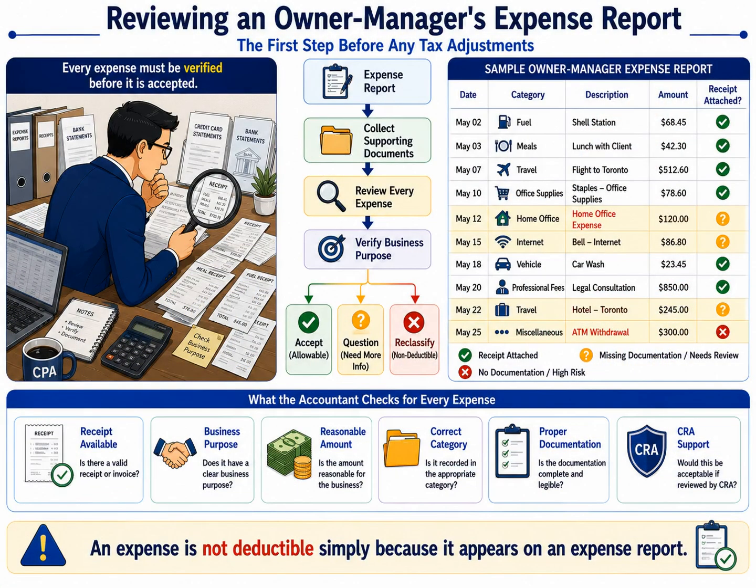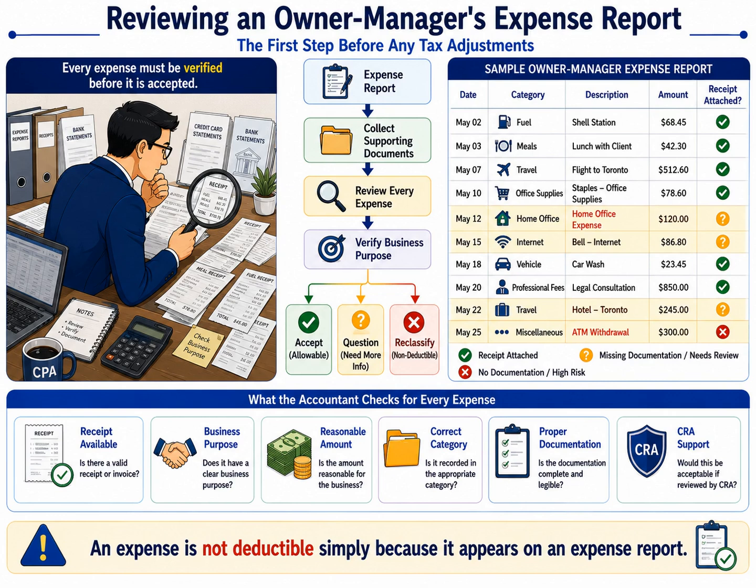After reviewing the general ledger, the next stage is examining the owner's expense report in detail. This is where the accountant begins verifying whether each expense is genuinely deductible or whether it should be questioned or reclassified. An expense report is simply a summary of costs that the owner or employees claim were incurred for business purposes. However, the presence of an expense on this report does not automatically make it deductible. Every claim must be supported by evidence and satisfy the requirements of the Income Tax Act.